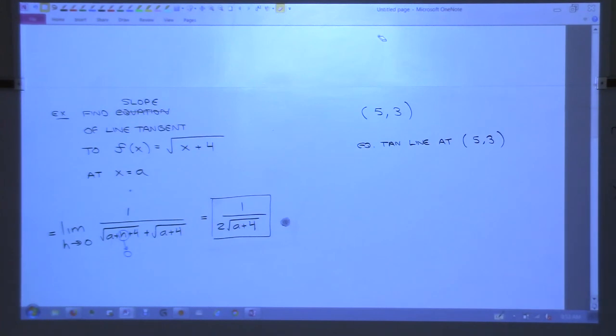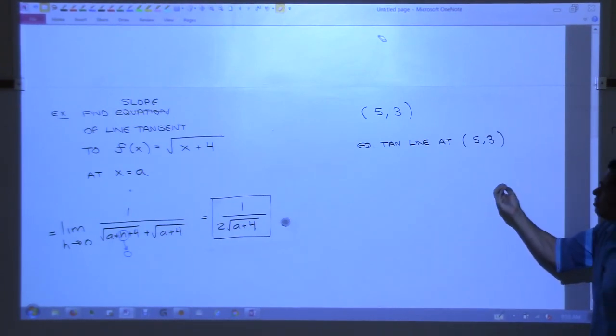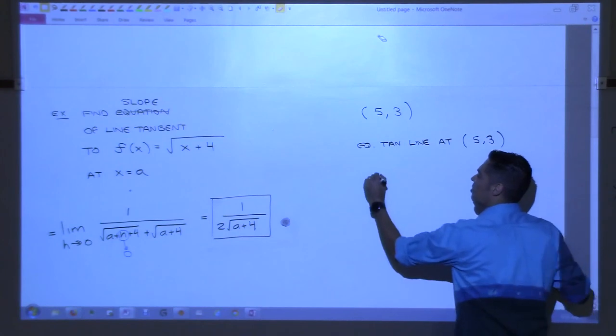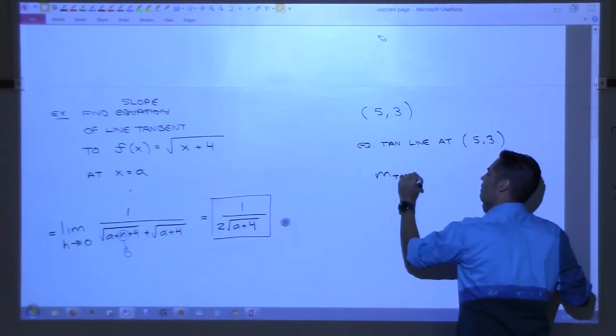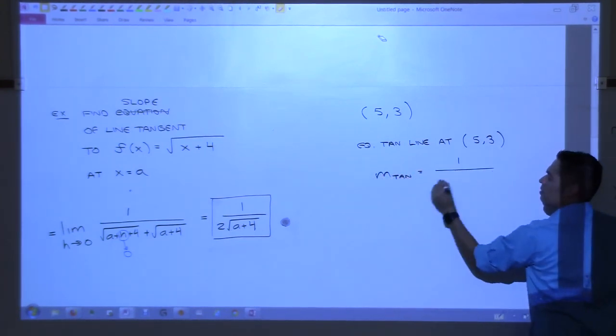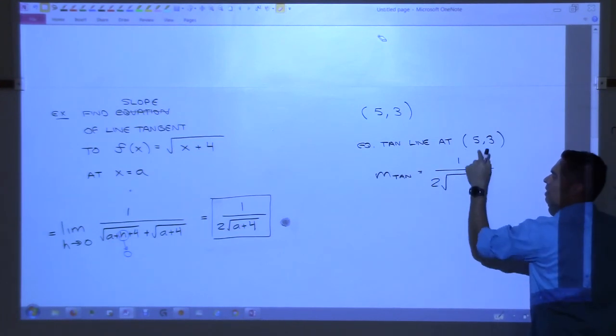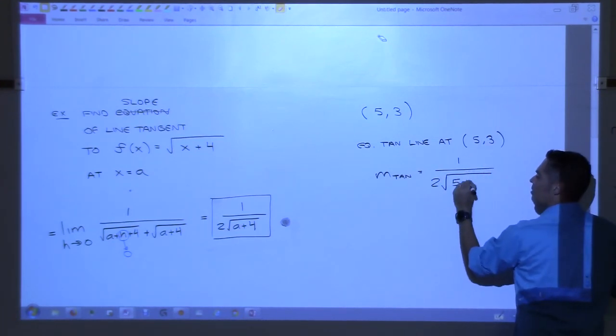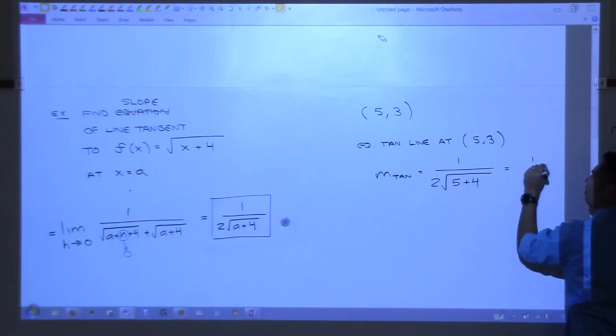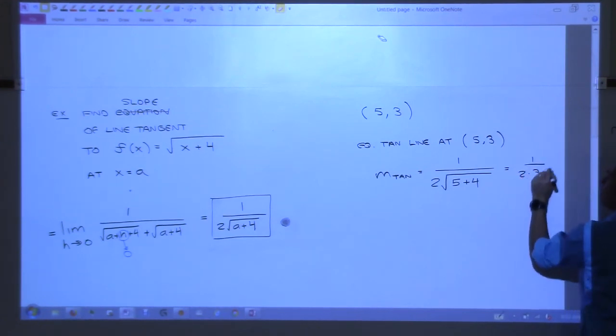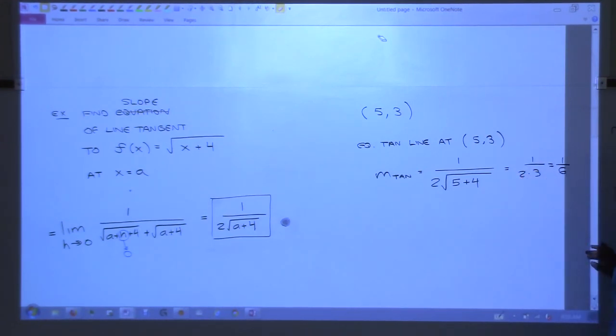Well, then I come to this formula here, right? But I need to know what the slope of the tangent line is there. We need the equation, but what's the slope of the tangent line there? So 1 over 2 root, then I'm plugging in 5 plus 4. So this is going to be 1 over 2 times 3. This is 1/6. The slope is 1/6.